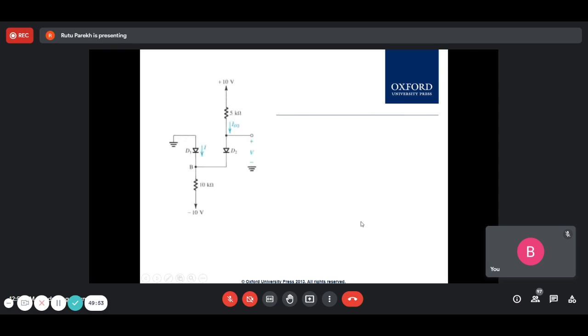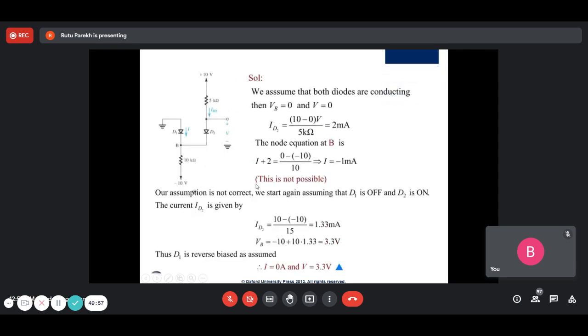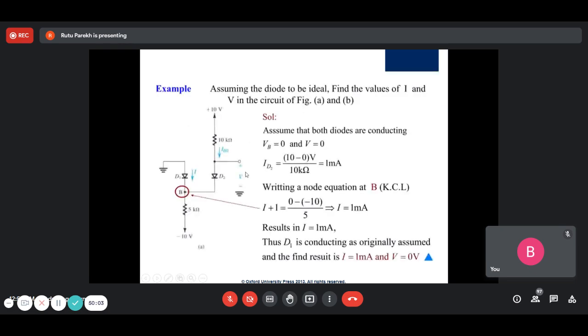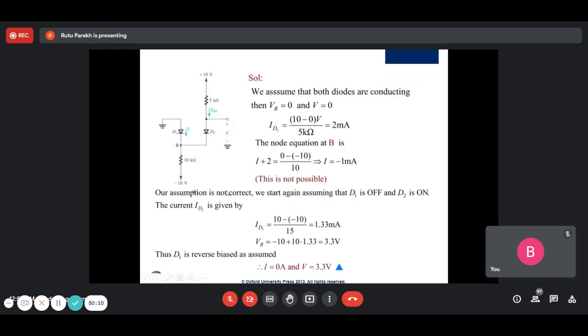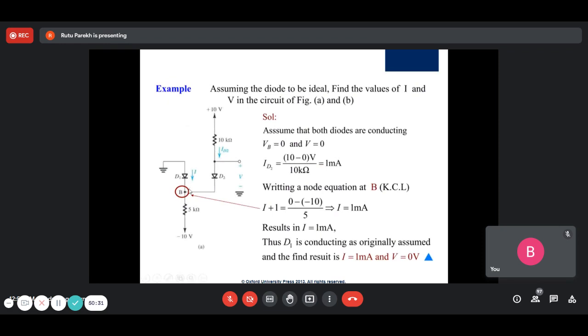And in another case, it is this way. You assume both are conducting, correct? And then you will end up finding that it is not possible. In the first case it was possible. In this case it is not possible because of 5 and 10 here. That's why you will say this is off and this is on. So even if you change a little bit now, things will change. Here I is 0 and V is this much. In the other case, I was there and V was 0. So both are conducting in the first case because the current you got is 1 milliamp.